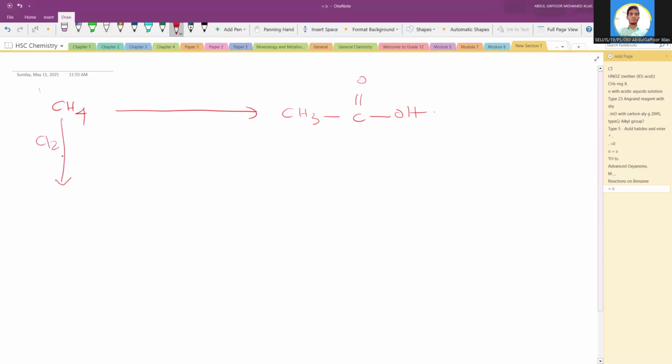So Cl2, sunlight. We produce CH3Cl. Now we can go with the sodium derivative also, but the sodium derivative cannot be applied here, because it can only react with two types. We should have the C triple bond CH system, then only we can produce the sodium derivative. So the sodium derivative cannot be applied here.